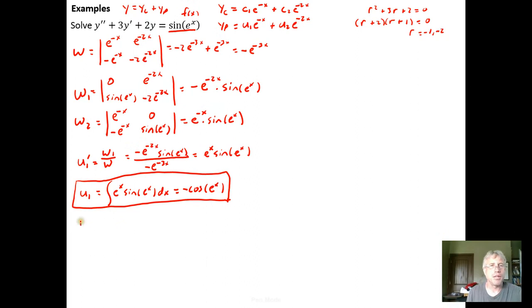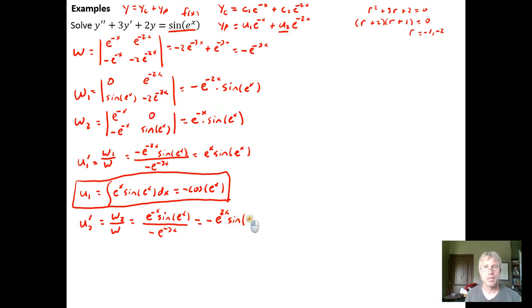So then the second thing we saw in the previous video was that u sub 2 prime, the derivative of the second function we're looking for, is just the ratio of w sub 2 over w. And w sub 2 is e to the opposite of x times the sine of e to the x divided by w, which is the opposite of e to the negative 3x. And this simplifies to the opposite of e to the 2x times the sine of e to the x.